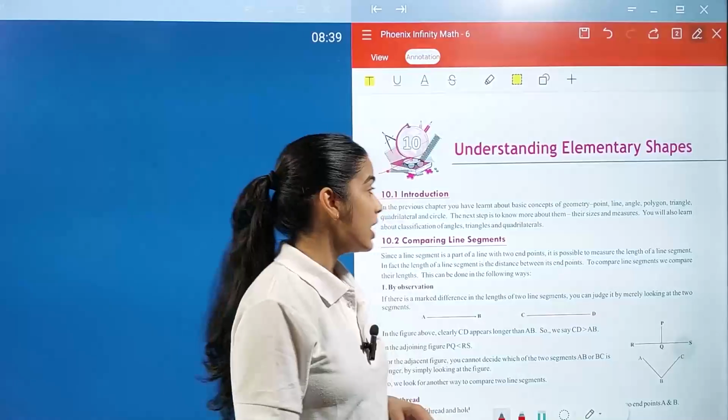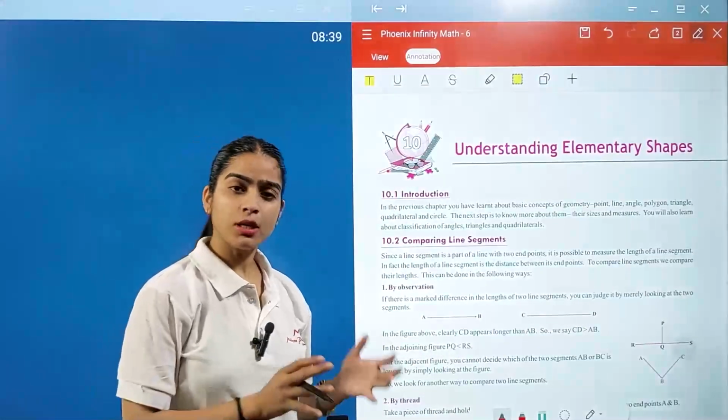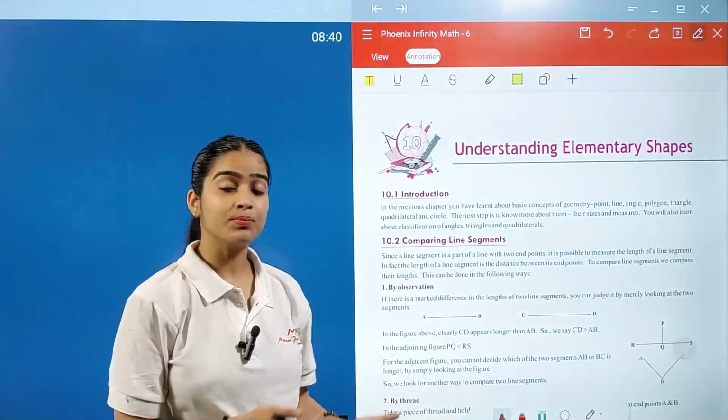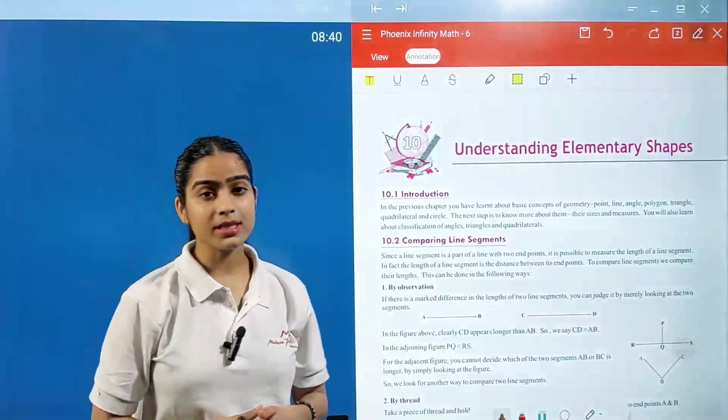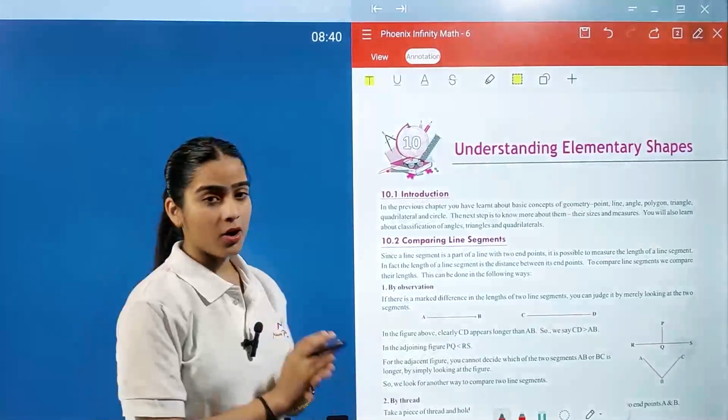And today we have chapter number 10, which is understanding elementary shapes. In a previous chapter, we already learnt about different polygons, right? That we call shapes. Now we are going to understand those elementary shapes which we have to go through according to our syllabus in class 6.